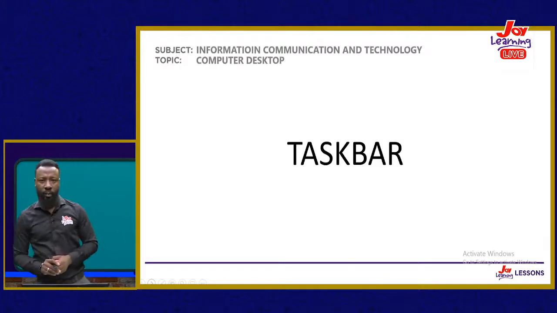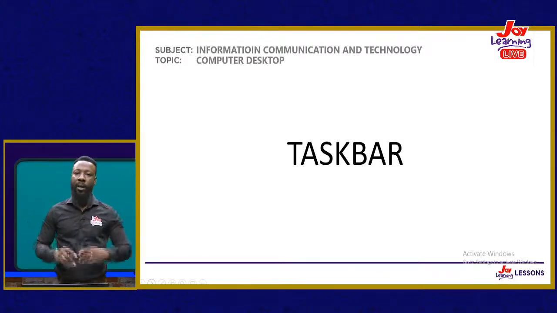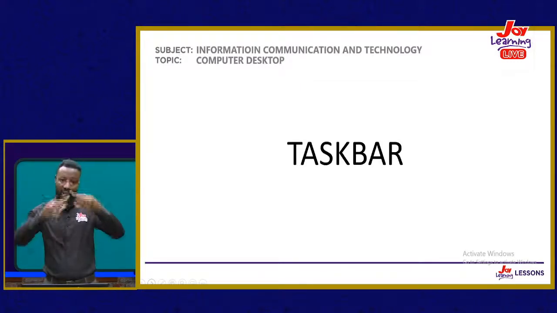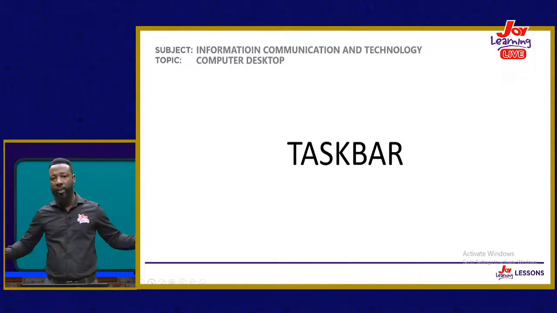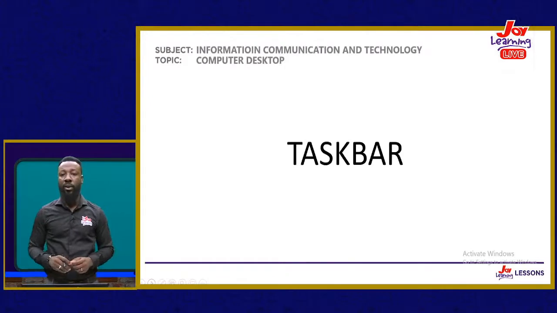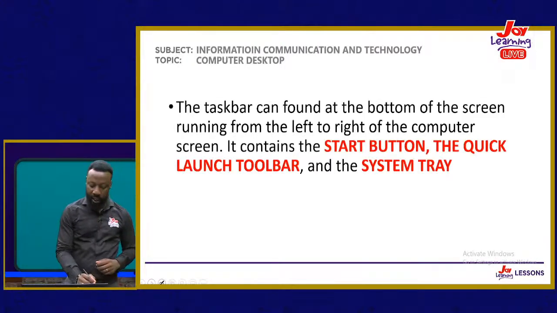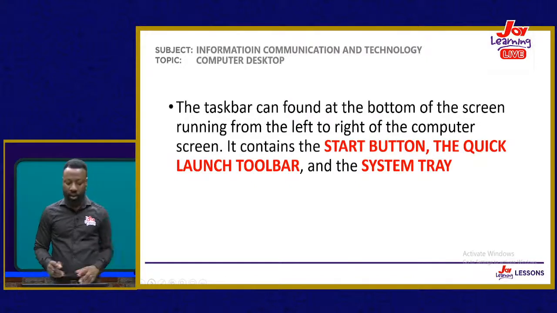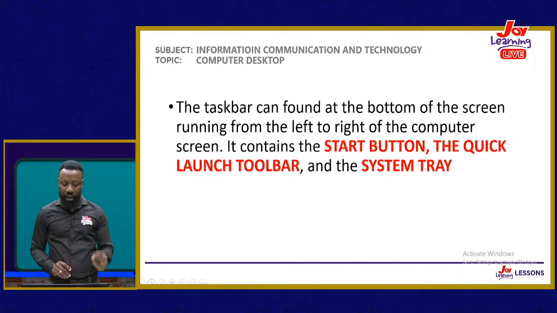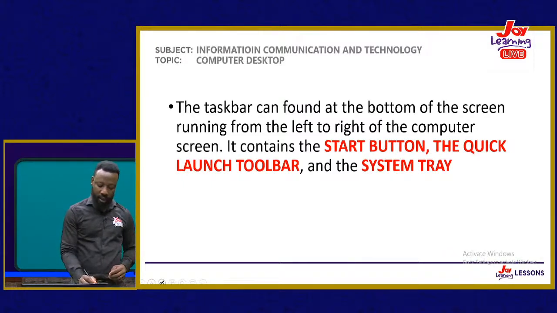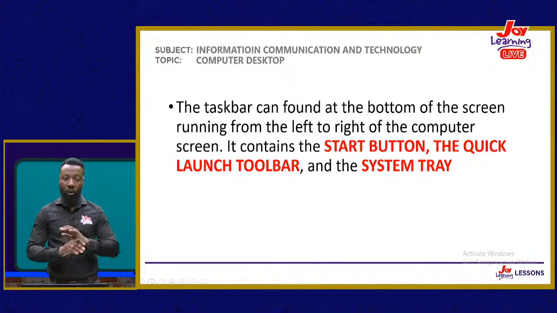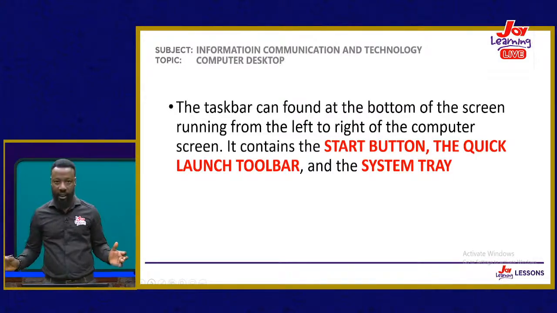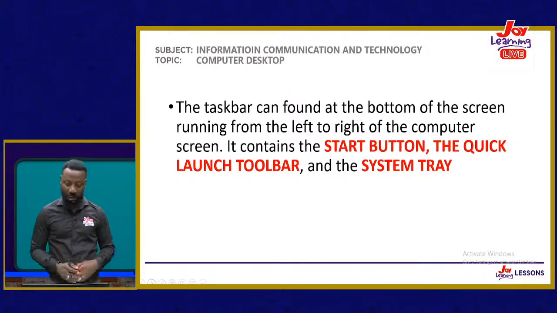Now, let's look at the taskbar. When we saw the picture of the desktop, I mentioned that we have three areas. That is the background, the icons, and the taskbar, which houses the start button and also the system tray. Now, let's look at the definition. It says the taskbar can be found at the bottom of the screen, running from left to right of the computer screen. It contains the start button, the quick launch toolbar, and the system tray. That is the taskbar.